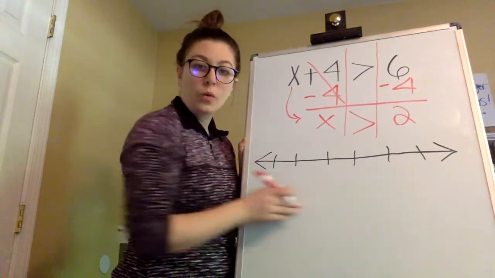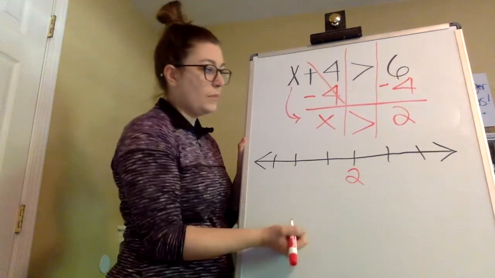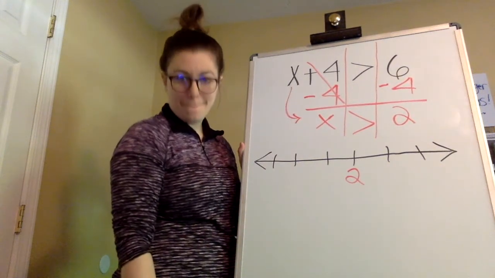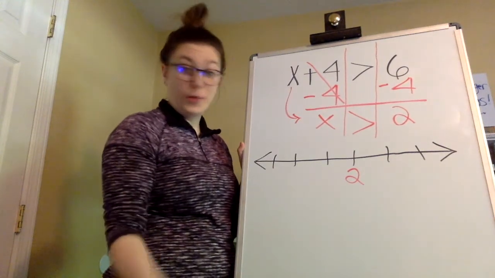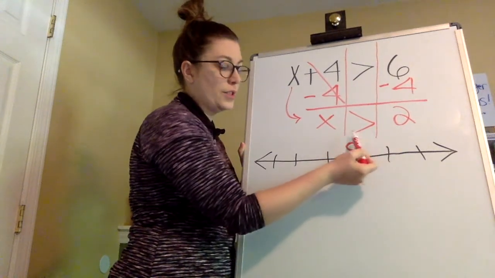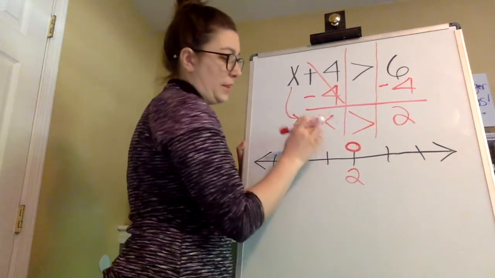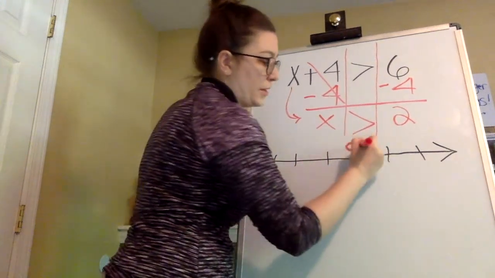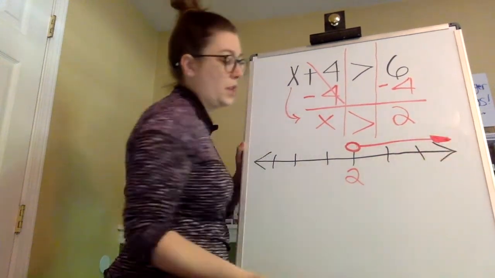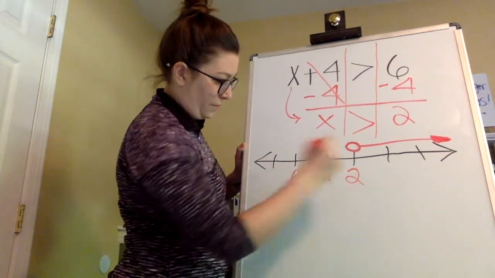So on our graph, to show this inequality, we have to put a 2, and then we're going to put an open or a closed circle. So we're going to have an open circle, right? Because we're not including this 2. There is no or equal to. It's just greater than. So that means x has to be greater than 2. So all the numbers that are greater than 2 go this way. So we're going to actually do all of these numbers here. So finish filling in your number line here.